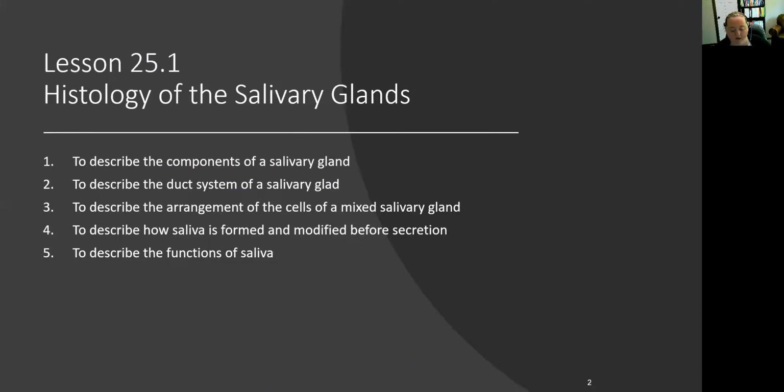So by the end of this chapter, the student should be able to describe the components of a salivary gland, to describe the duct system of a salivary gland, describe the arrangement of cells of a mixed salivary gland, to describe how saliva is formed and modified before secretion, and to describe the functions of saliva.